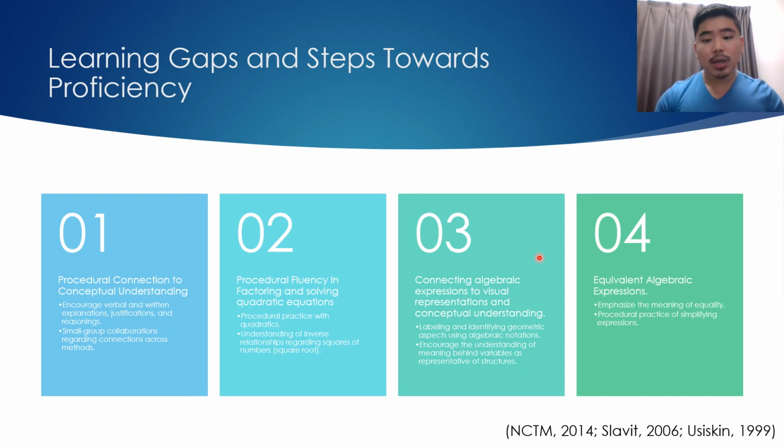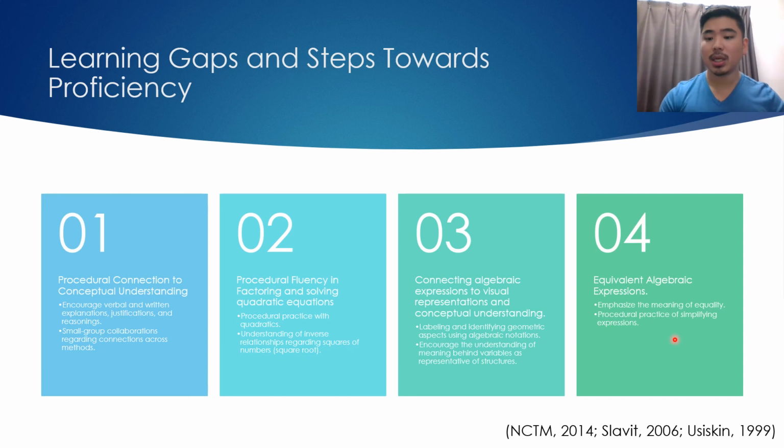The third learning gap was making the connections between algebraic expressions and their geometric representations and conceptual understandings of them. I decided that if they were required to do more labeling and identifying of geometric aspects using algebraic notation, this would be a very effective method in making those connections. Then I could encourage the understanding of the meaning behind variables as structures, because right now they see the algebraic variables and numbers as just letters and numbers, and not as an item or a structure that represents something in a bigger picture.